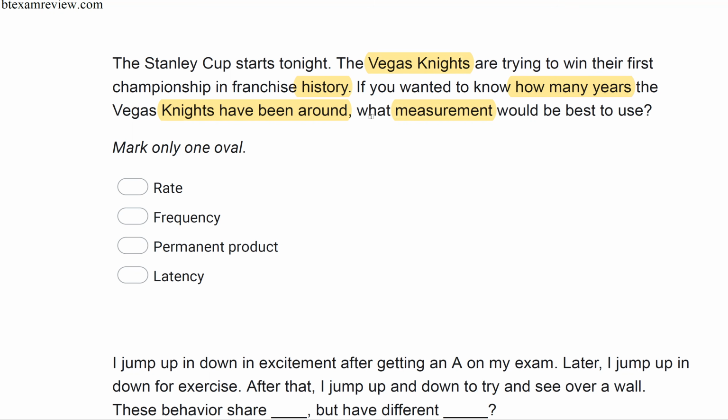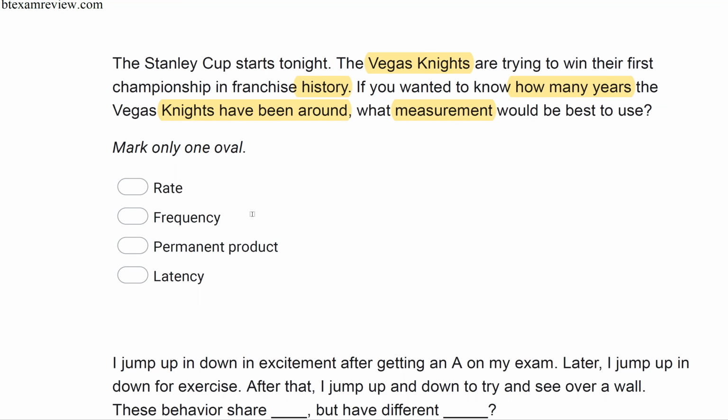So A, rate. Rate is frequency over time. We don't need rate here because we simply need a simple count of how many years they've been around. So how are you going to find that? Well, you're just going to use B, a simple frequency measurement. Just count how many years they've been around. That's your answer. What about C, permanent product? We don't even need a permanent product from this. I'm not sure what permanent product you might use. All you're going to do is count up how many years they've been around.